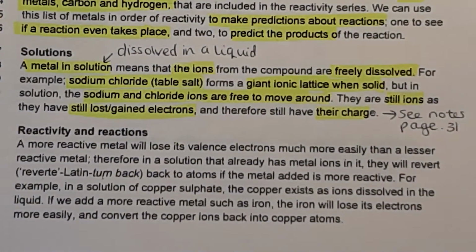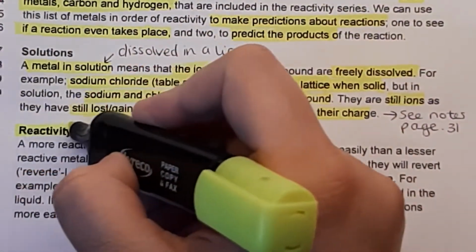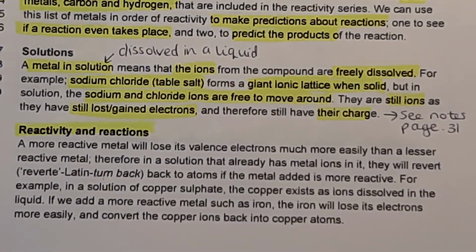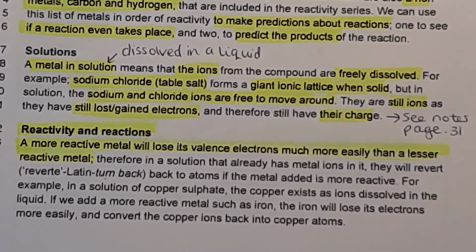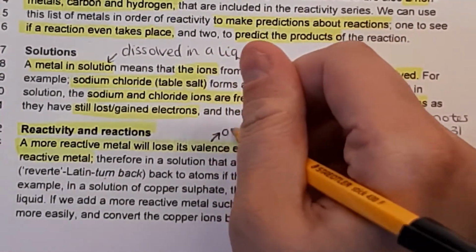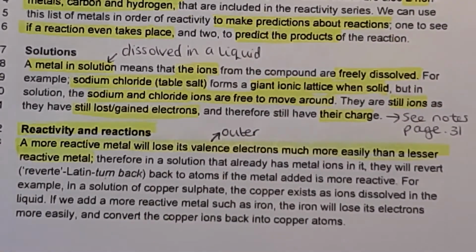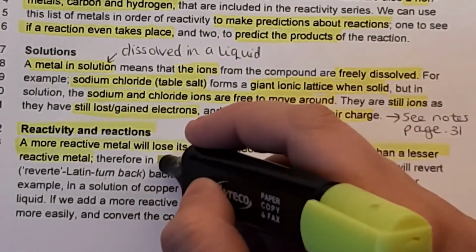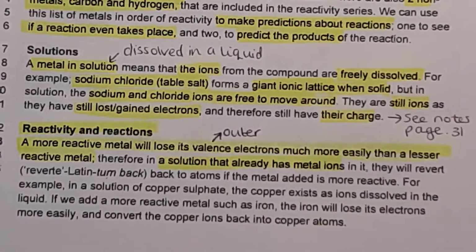So moving on to reactivity and reactions. A more reactive metal will lose its valence electrons much more easily than a less reactive metal. And we know this, we've talked about this. And remember, valence electrons are simply the electrons in the outer shell. So, therefore, a solution that has metal ions in it will revert back to atoms if a metal is added that is more reactive.